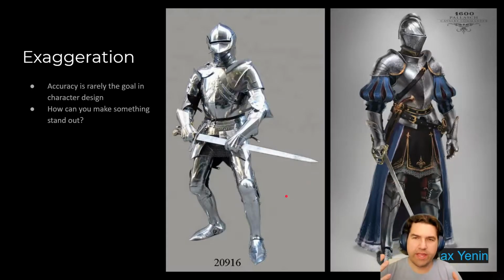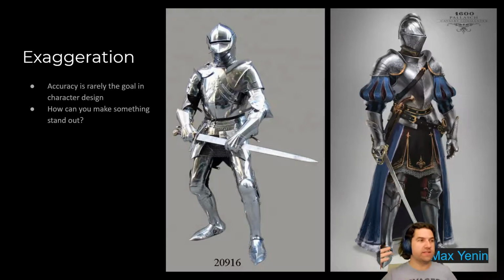We want to look at how all good character design and character clothing is taking things and exaggerating. Accuracy is rarely what we're looking for. Even in games that are trying to be accurate, they're always exaggerating and pushing things further to make them more visually interesting. How can you make something traditional and normal stand out?